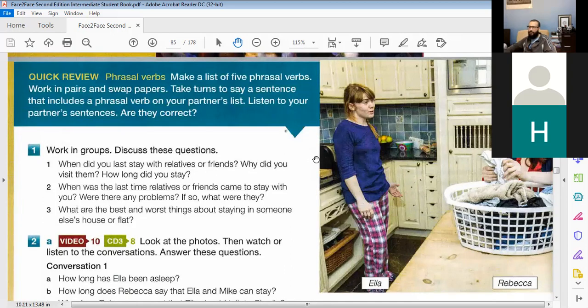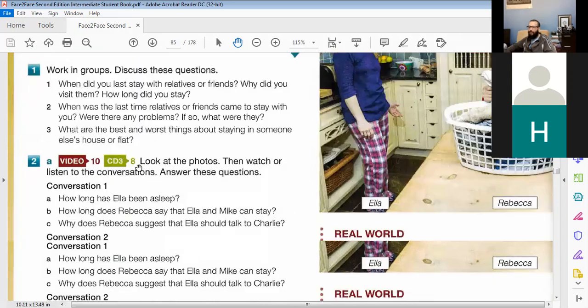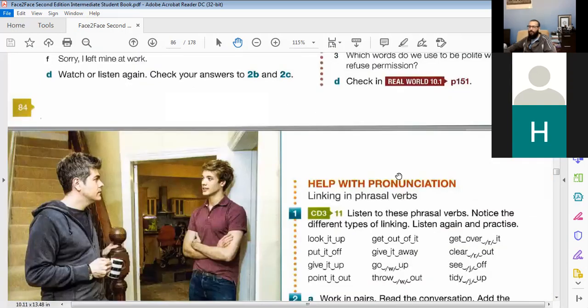Relatives, because Mike and Ella look like adults. You think maybe they're brother and sister, Ella and Mike? Yeah. Maybe. Let's find out.